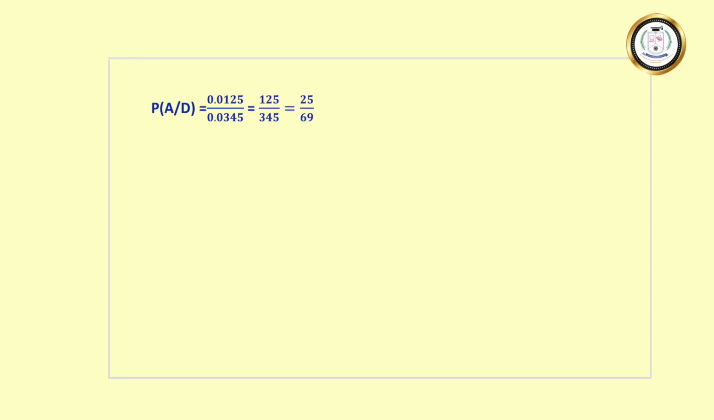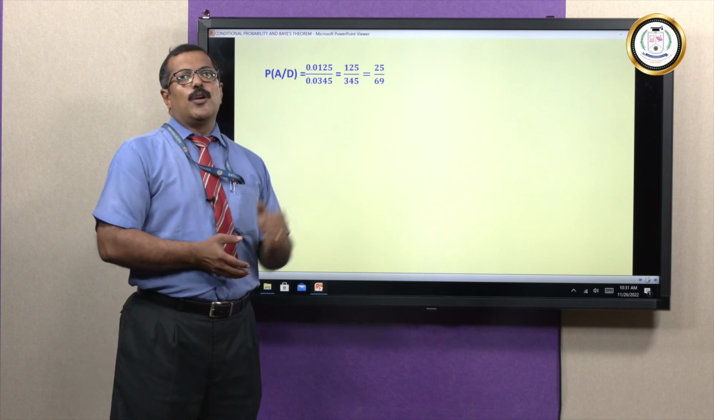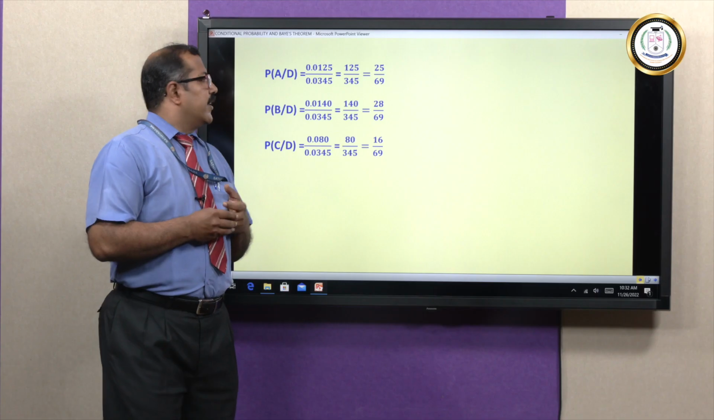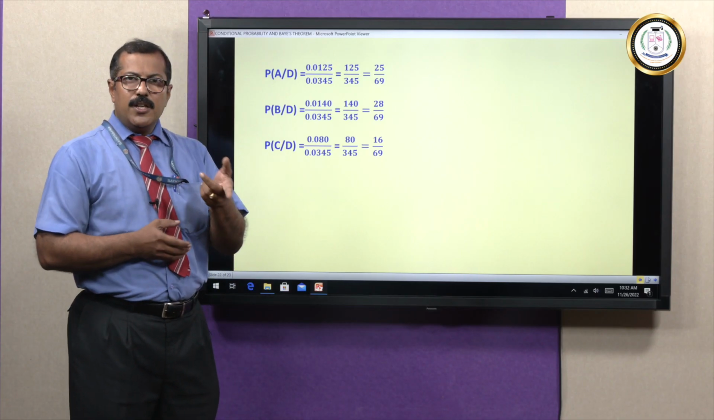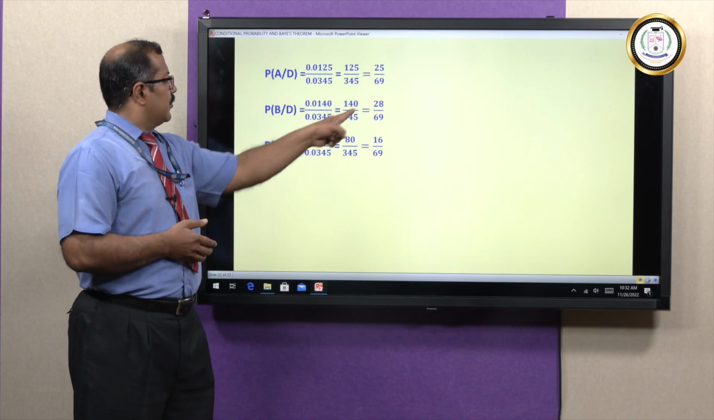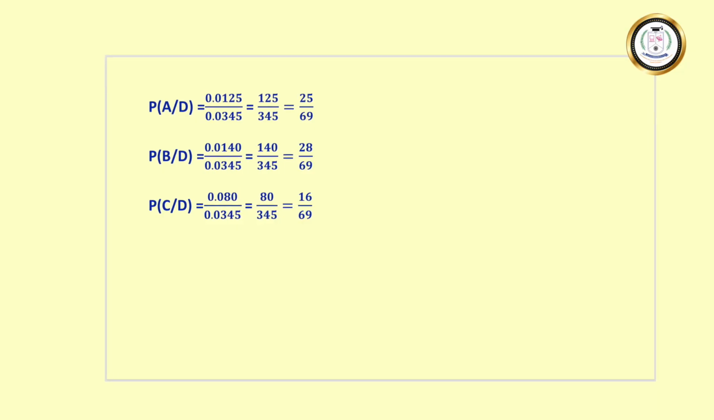So the probability, given that it is defective, that it is produced by A will be 0.0125 divided by 0.0345. Simplifying, we will get 25 by 69. Same way, P of B given D will be 28 by 69, and that of C given D will be 16 by 69. In the problem, it is asked for B or C. So for B, it is 28 by 69. For C, it is 16 by 69.